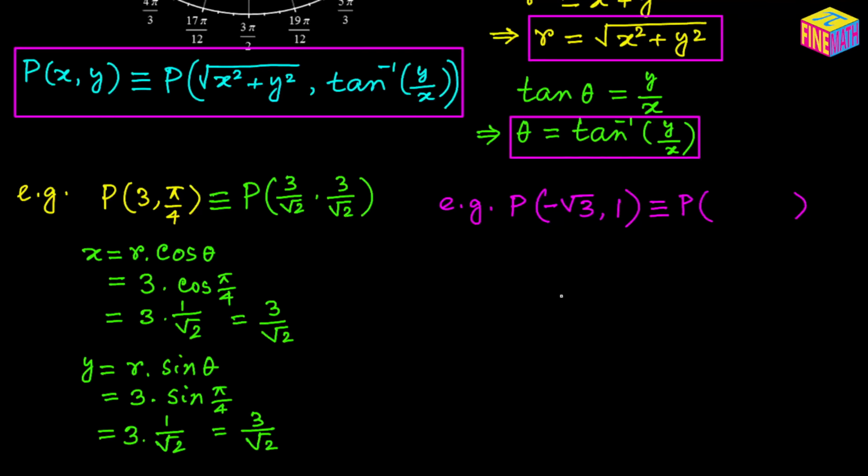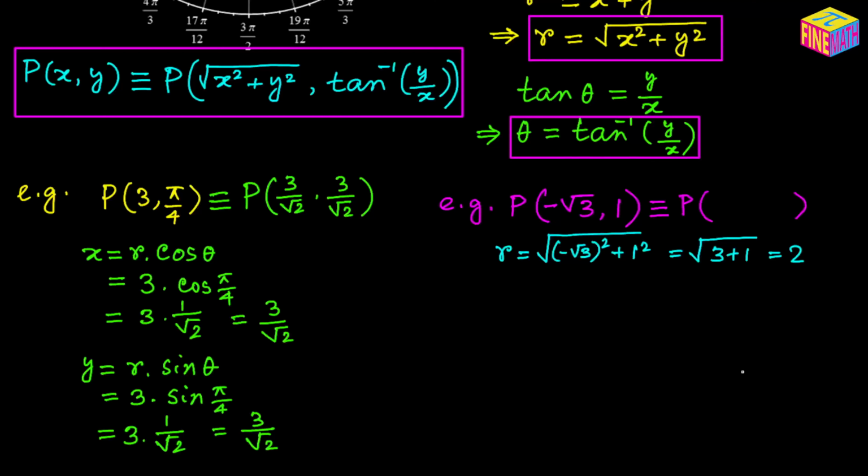Now in this case, what would be r? Well, r would be equal to square root of x squared plus y squared. So that would be square root of negative square root of 3 squared plus 1 squared, and that is actually square root of 3 plus 1, that is equal to square root of 4, and that is plus or minus 2. And we're going to use the principal square root value. We'll go along the ray from the pole. So let's take the positive value then. So we'll take the positive 2.